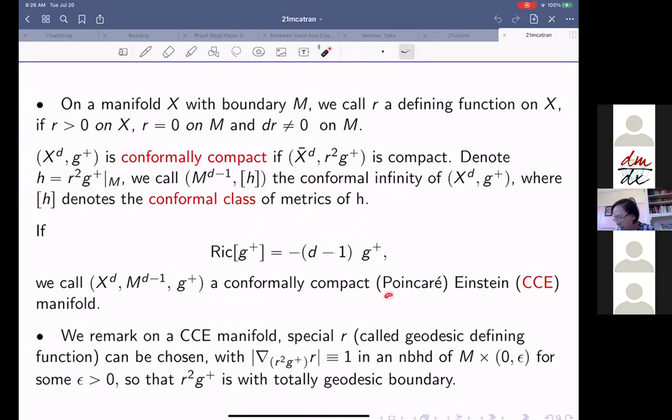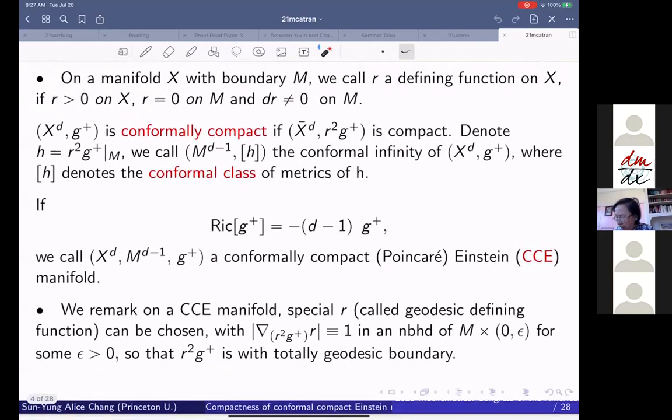So this is actually Poincaré-Einstein. This g plus is a Poincaré metric and we conformally compactify it. So in this case, we have a triple. This is a conformally compact Einstein manifold. And in this lecture, I denote it by CCE manifold.